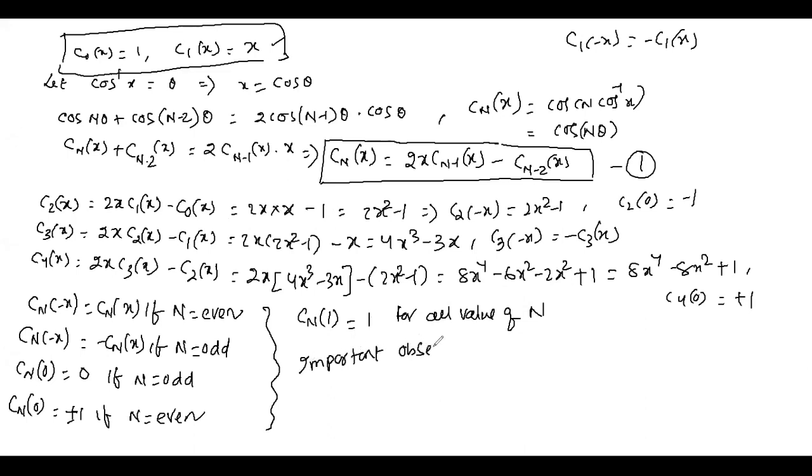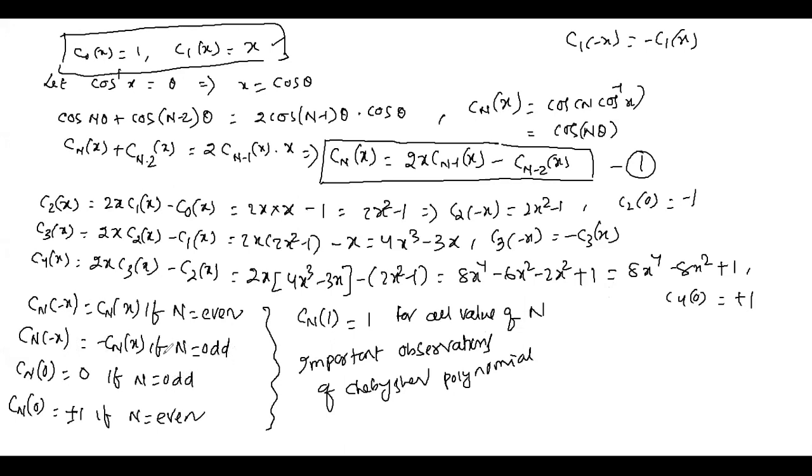Important observations of Chebyshev polynomial. It's very simple. Now, if you see, we got all these properties: Cn(-x) equals Cn(x) if n is even, and Cn(-x) equals minus Cn(x) if n is odd. Cn(0) is 0 if n is odd.